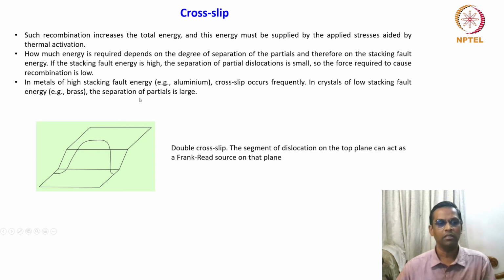So the recombination requires huge energy. That's why these partials remain stable. High force is required to bring them together. So cross slip is rare in materials with low stacking fault energy. That is why they are called planar slip. They exhibit planar slip. The slip occurs only in the plane.